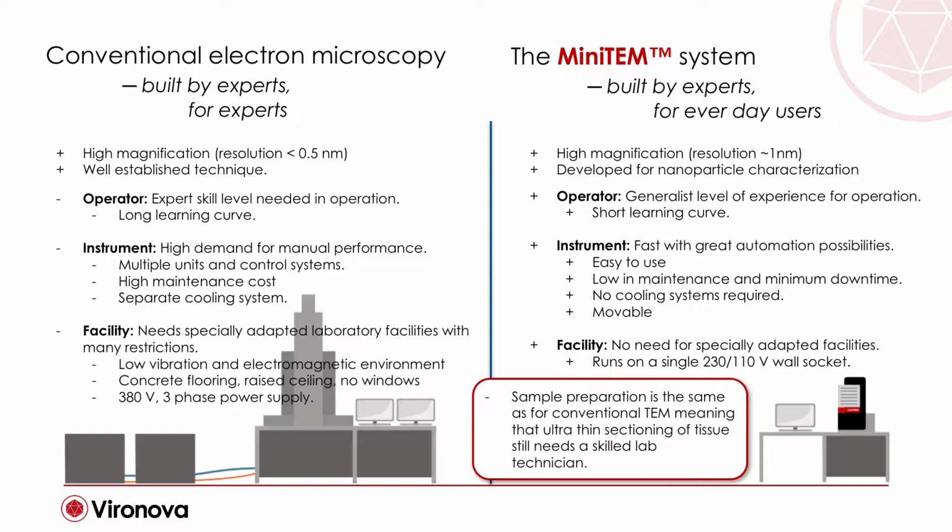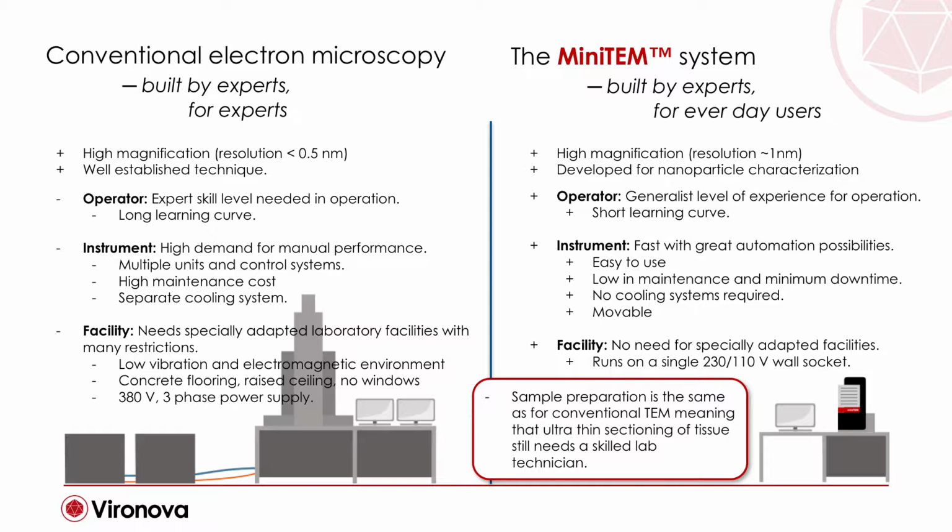Then starting from here, we looked at the limitations of a conventional electron microscope. So first of all, the microscope needs an operator which is skilled and knows how to use the system. Moreover, as you have seen on the previous image, the instrument needs a lot of controls, needs a big room, and the facility itself needs to have concrete on the floor to make sure that we don't have too much vibration. So all of these are limitations that we try to exclude using the MiniTEM.